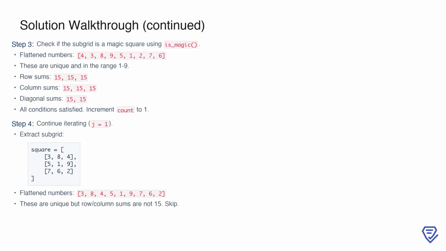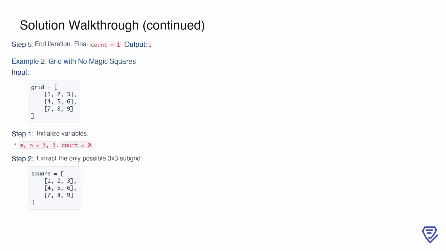We then proceed to check the next possible subgrid, located at j equals 1. For this subgrid, which is 3, 8, 4, 5, 1, 9, 7, 6, 2, the flattened numbers 3, 8, 4, 5, 1, 9, 7, 6, 2 are still unique and within the range of 1 to 9. However, the row and column sums are not all equal to 15, so this subgrid is skipped. After iterating through all possible subgrids in this example, we find that the final value of count is 1. This means there is only one magic square in the given grid. The output for this example is therefore 1.